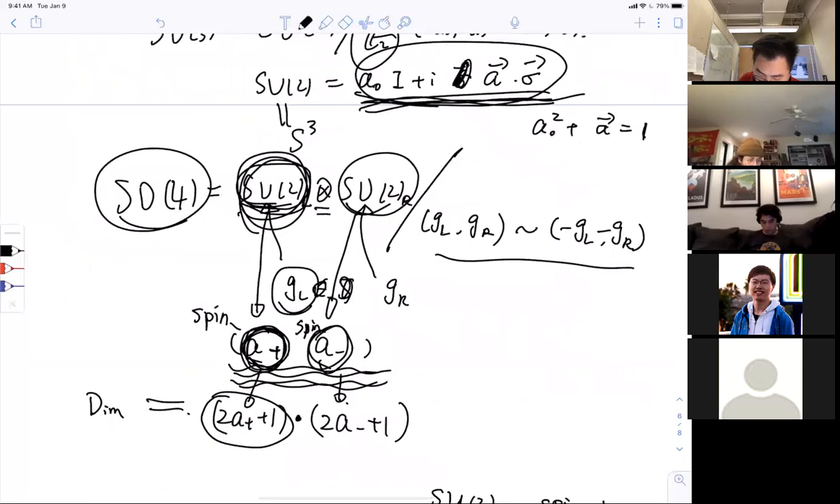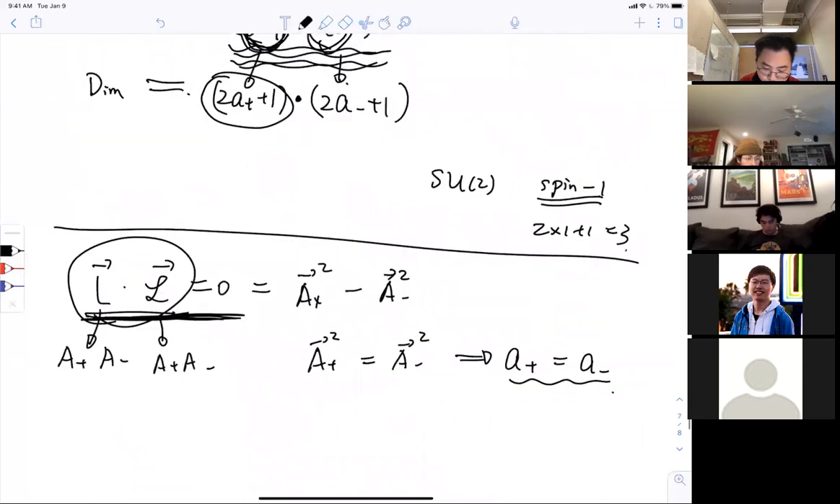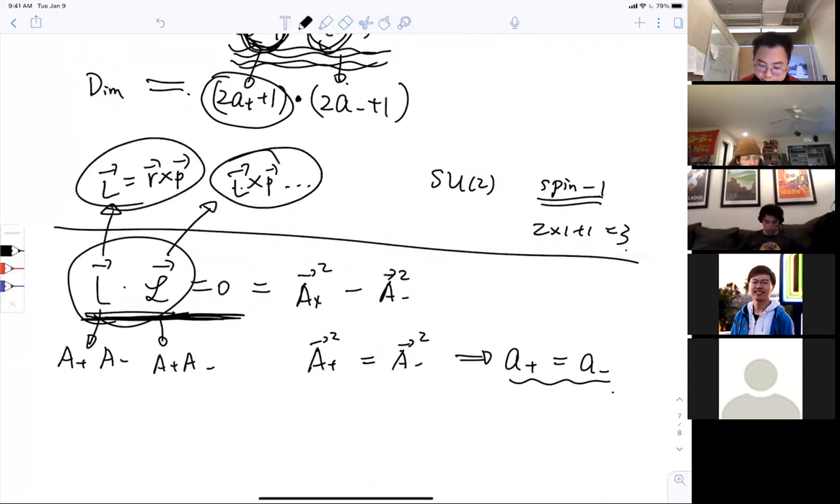the A plus and A minus can be any numbers. They don't need to be equal. But when we look at what the generator is, this A is this guy, right? This L is this, and the Runge-Lenz vector K is something else. It's not like this. Then it contains some physics, which introduces this constraint, and it tells us the only physical representation, the only real representation that happens in reality, is given by A plus equal to A minus.